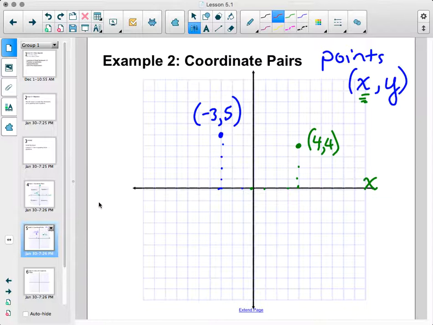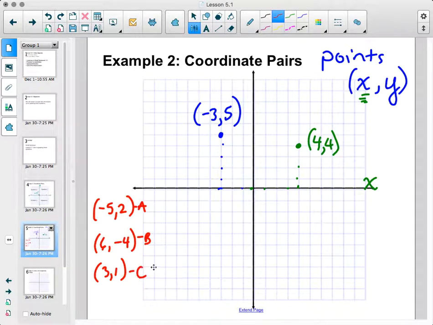And so for right now, let's just go ahead and label the points (-5, 2), (6, -4), and (3, 1). Let's just do those. I just made those up. We're going to do those together. Let's call this one A. Let's call this B, and let's call this C once we label it.